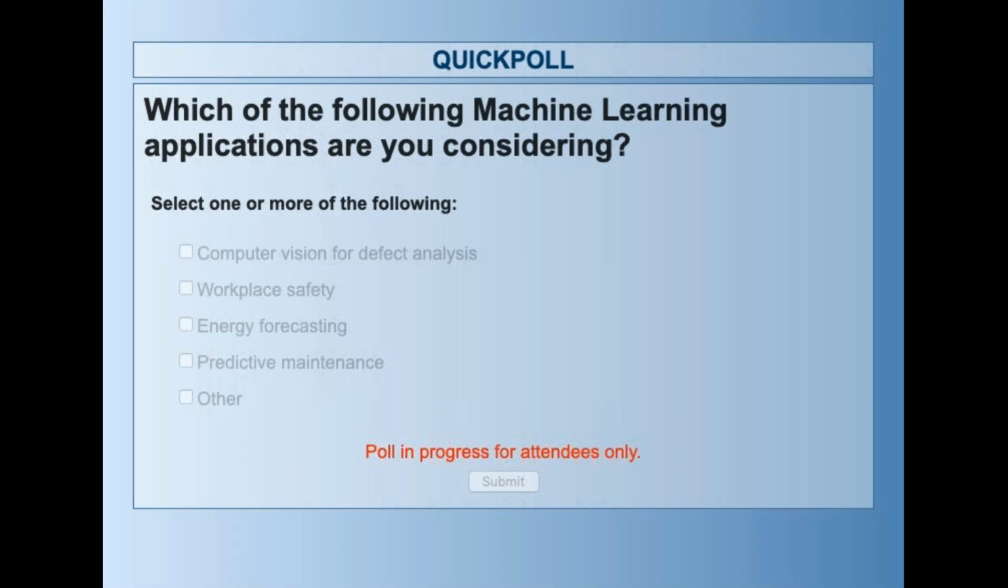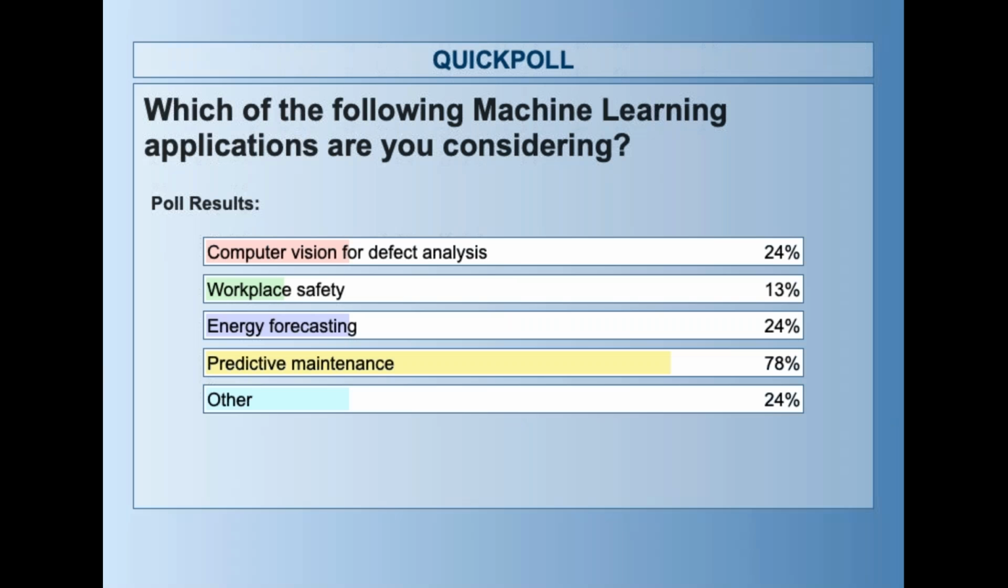So select one or more of the following. Are you looking for machine learning for computer vision, for workplace safety, for energy forecasting, predictive maintenance, or perhaps something else? You can select more than one, but please let us know your feedback on what types of applications you're looking to apply machine learning. I know there are many different types, so we also have other in there.